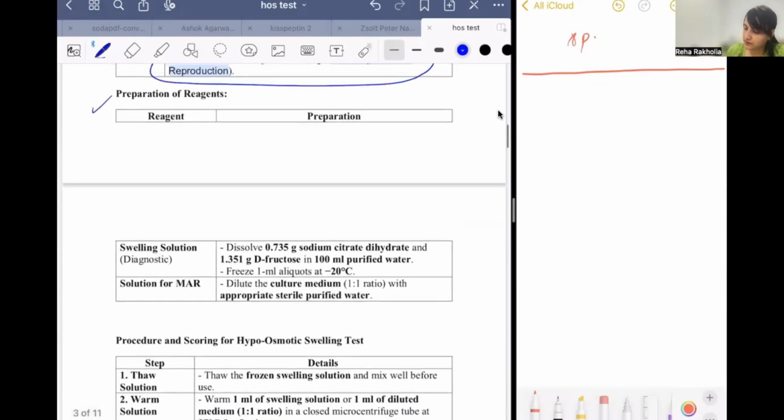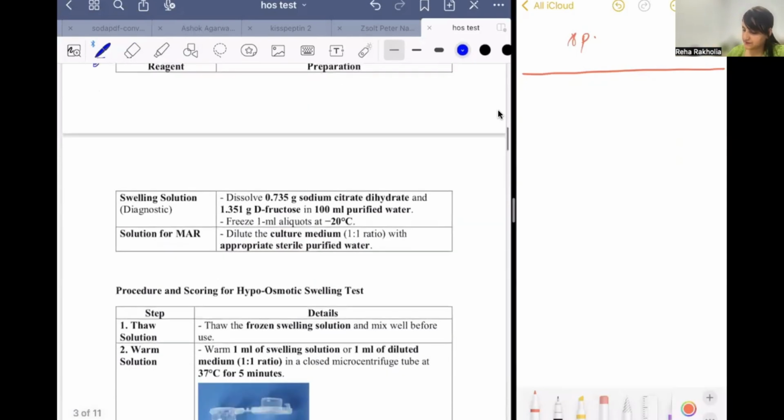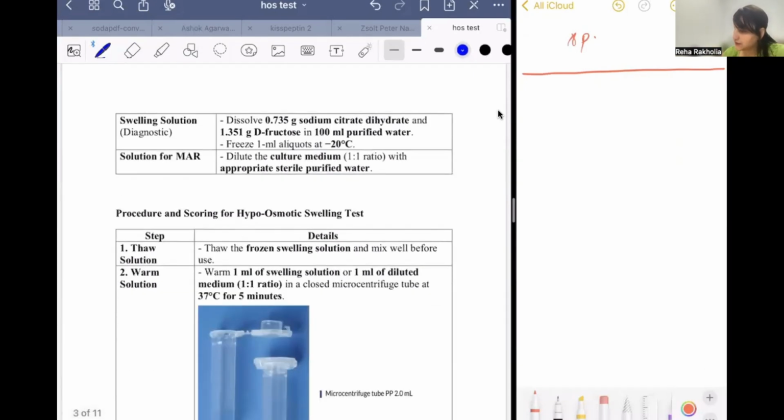Now we'll talk about the preparation of the reagent. The swelling solution. How is it made?